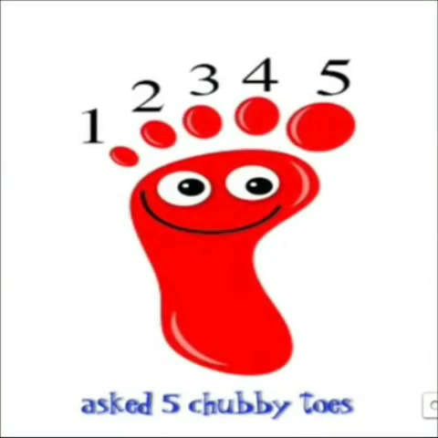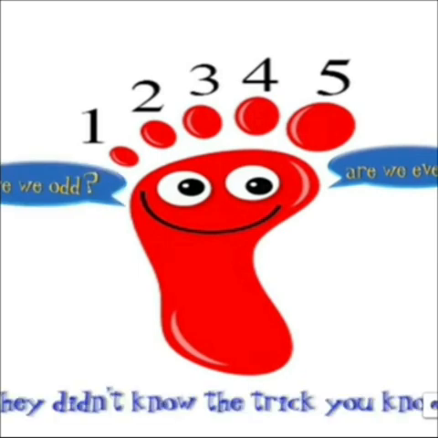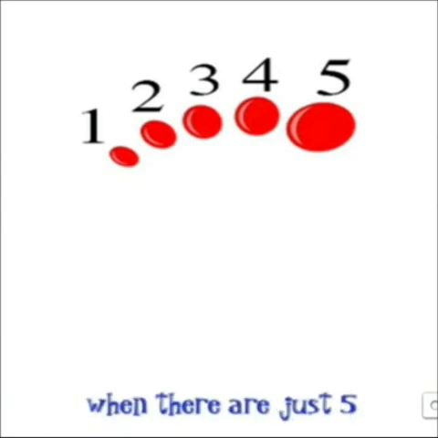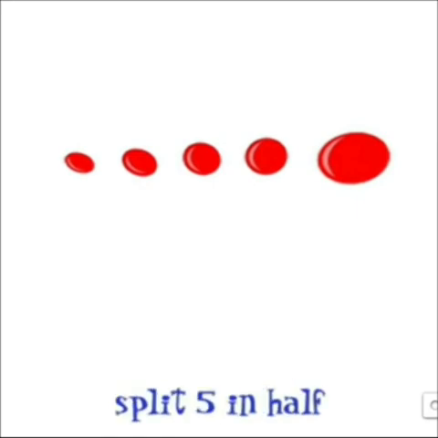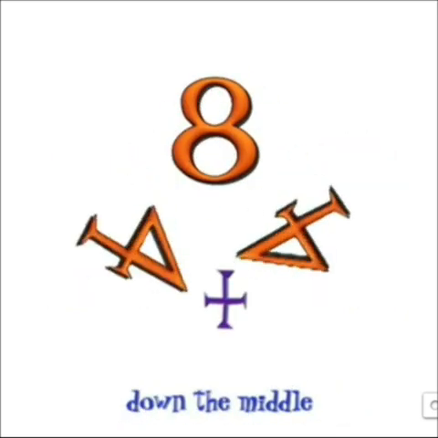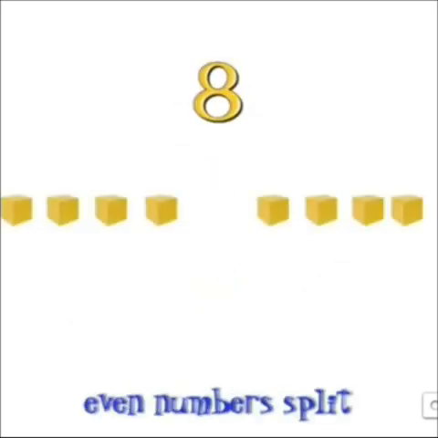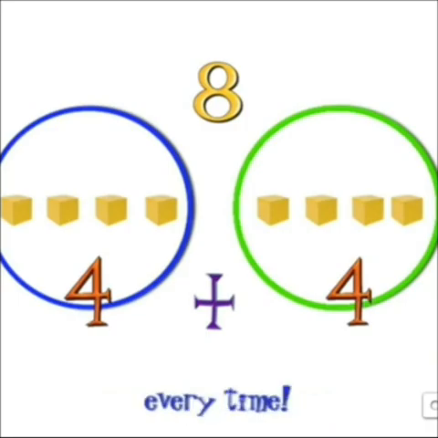Are we even or are we odd? Five chubby toes. They didn't know the trick. Can you split them equally when there are just 5? No, you can't split 5 in half. You can try and try. Split them up, even split down the middle. Say this rhyme. Even numbers split right down the middle. Half and half make even numbers every time.